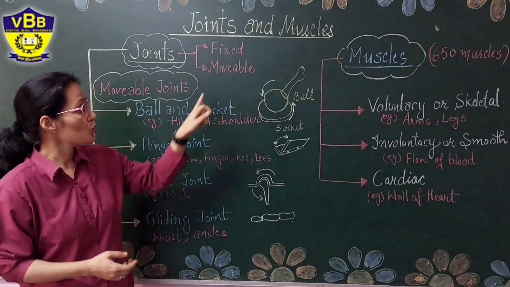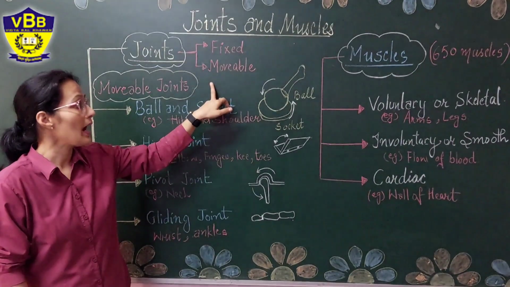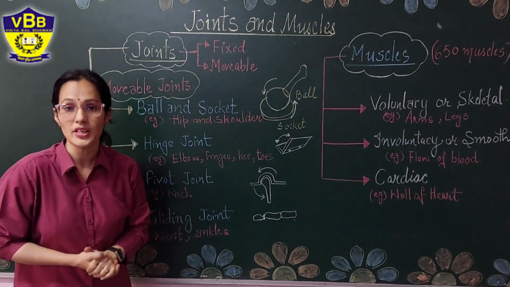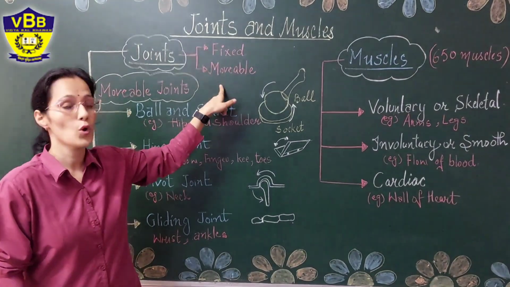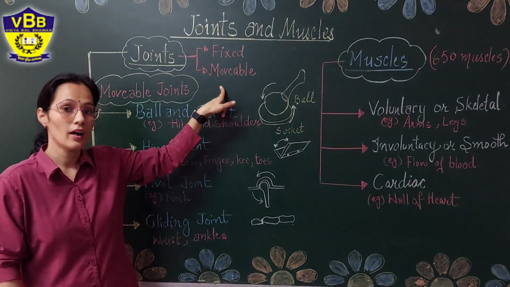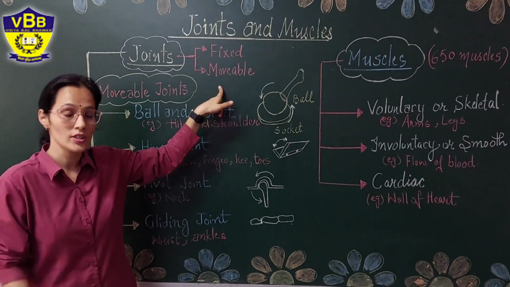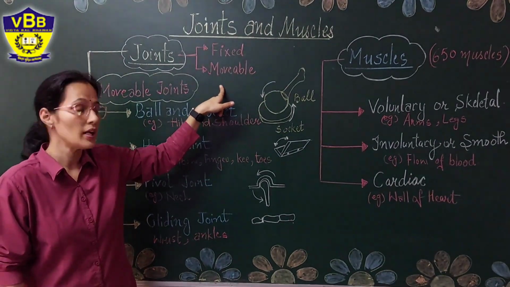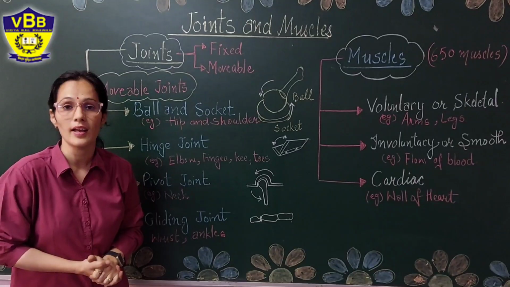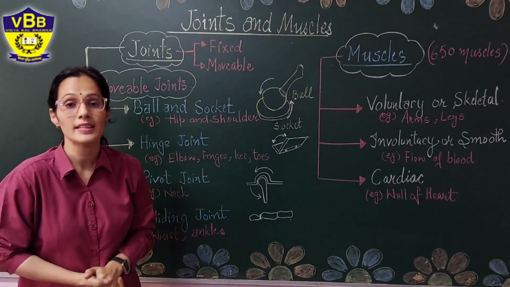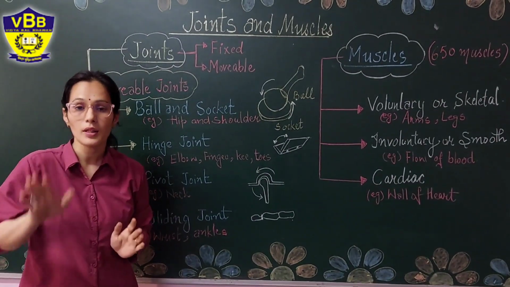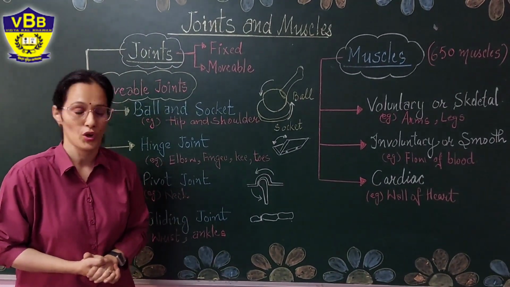So joints are of two types: fixed joints and movable joints. Those joints which cannot move are called fixed joints. And those joints which can move in one way or in all directions are called movable joints. The example of fixed joint is the skull. The upper part of our skull cannot move except its lower jaw. All the parts of the skull are fixed joints.